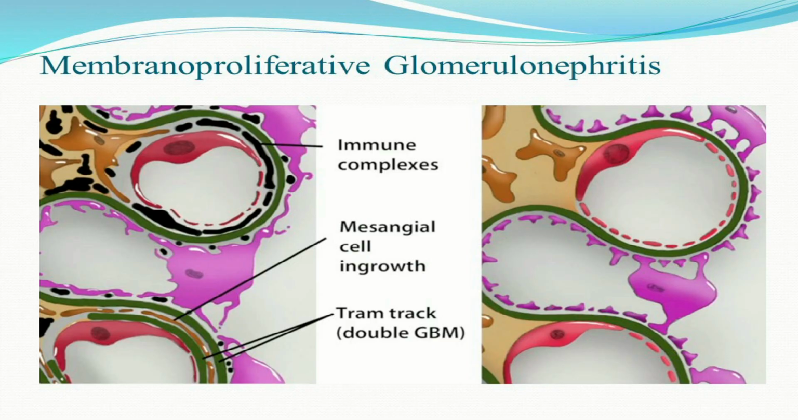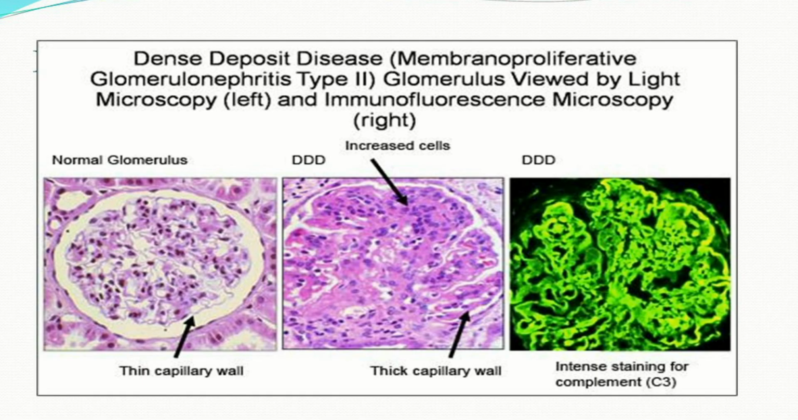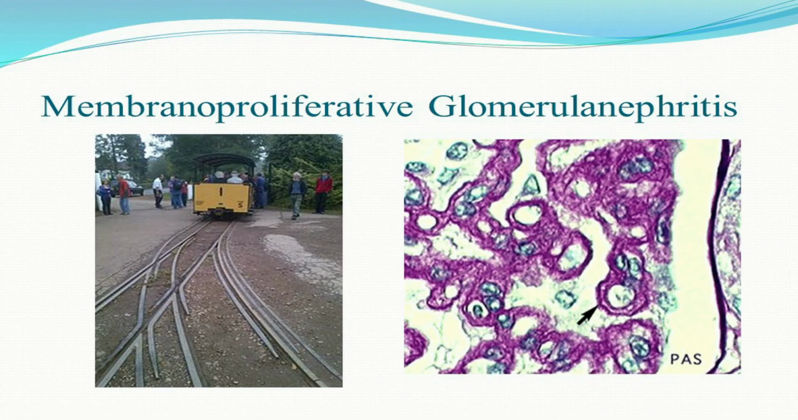This diagram is showing you how a tram track is seen. At the left side, you are seeing two green areas. This is the basement membrane. So there is reduplication of the basement membrane. On the right side is the normal glomerulus. So you can see the double glomerular basement membrane, which is called the tram track appearance. This is the immunofluorescence showing you intense staining of the complement in type 2. This is the tram track which I was speaking about.